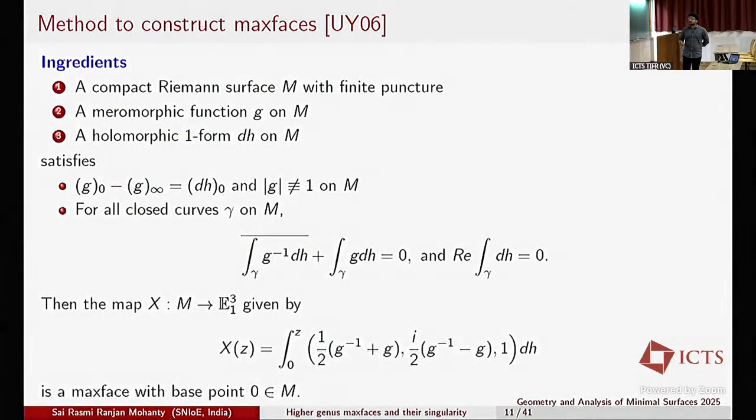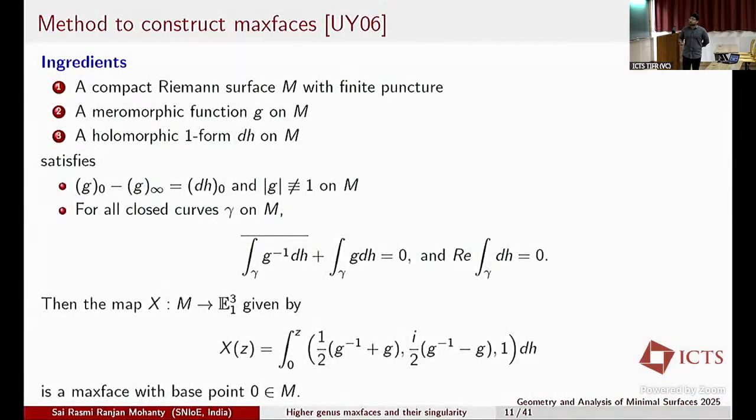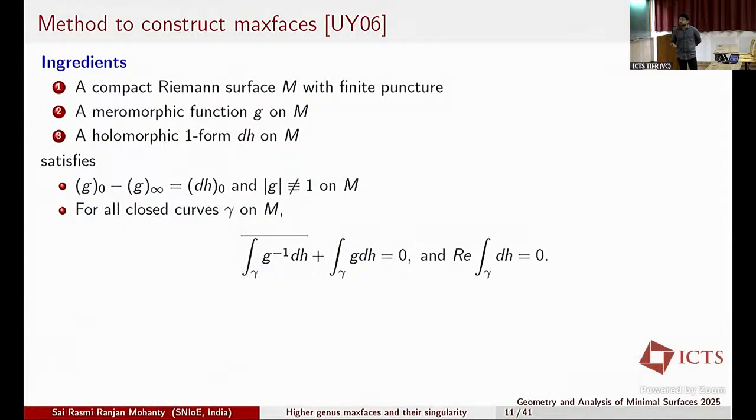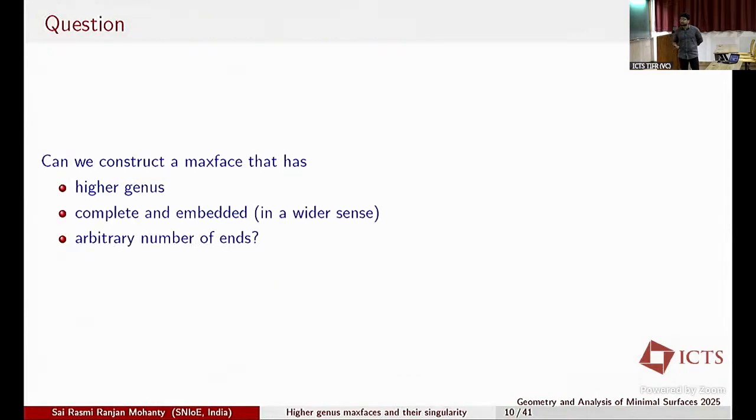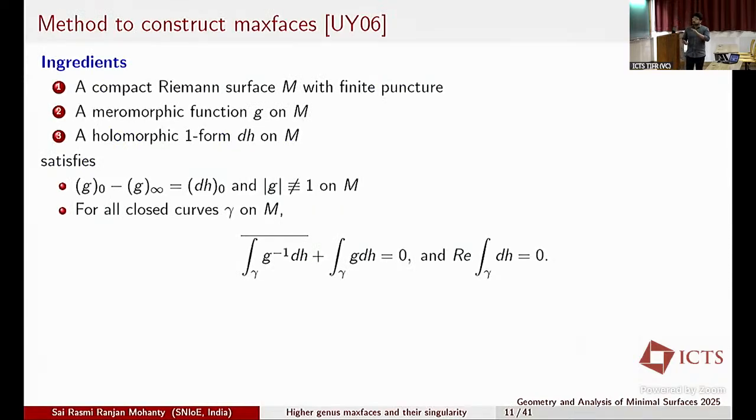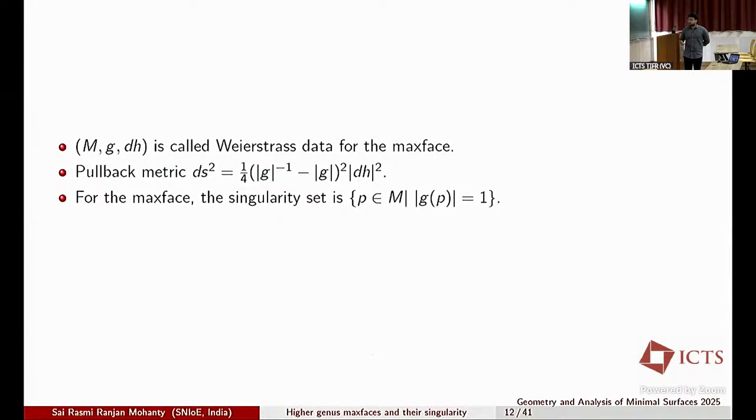So we only have to choose such data so that we can answer this question: a Max space of higher genus, complete and embedded in the wider sense, and having an arbitrary number of ends. So how do we construct such data? Here M, G and dh are called the Weierstrass data for the Max space, and the pullback metric in terms of this data is expressed like that.